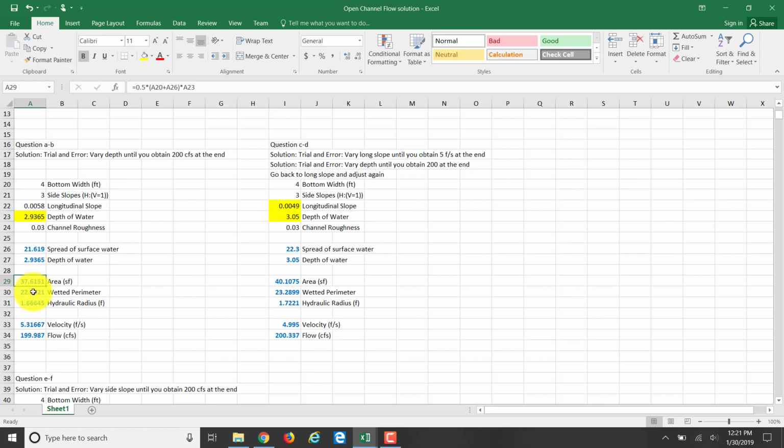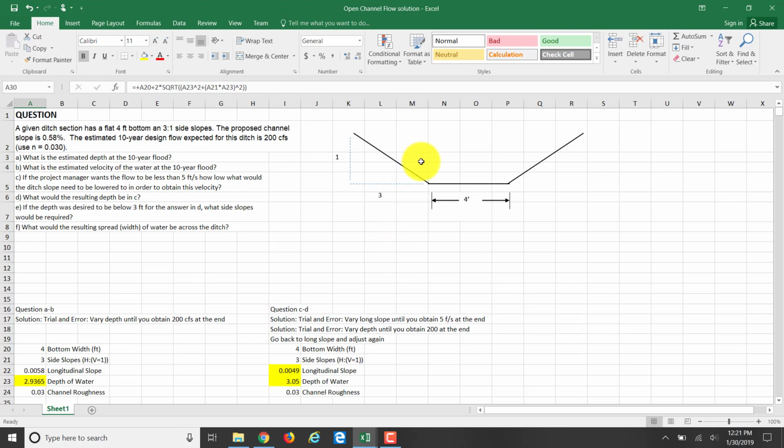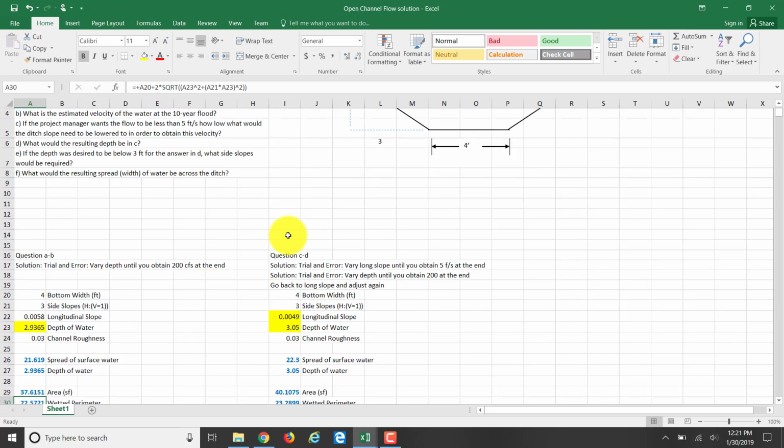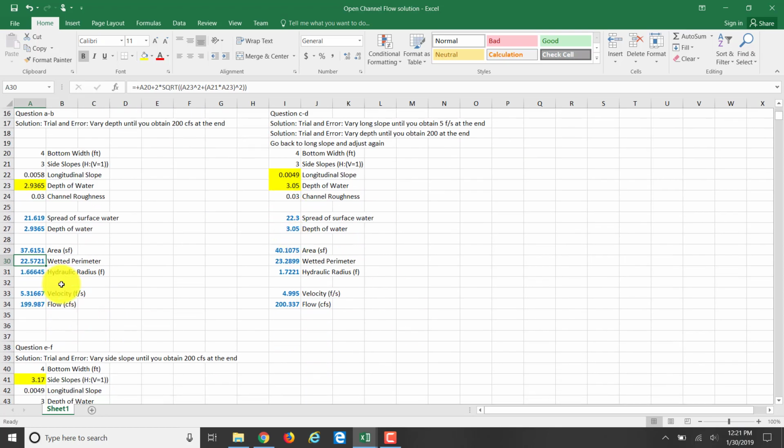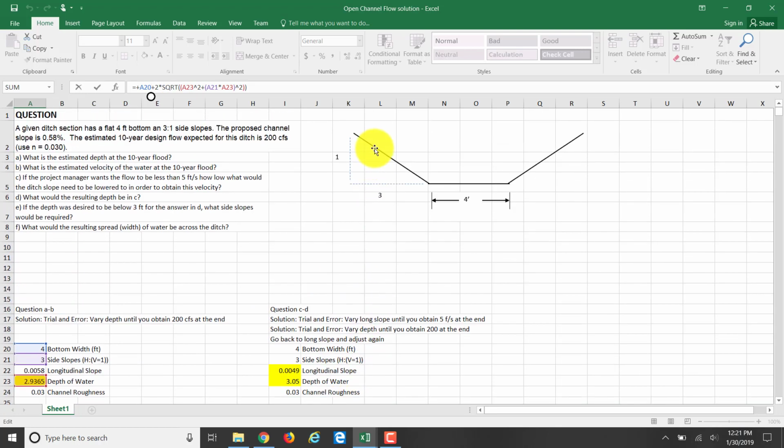the spreadsheet. My wetted perimeter is going to be the base, and then I have to figure out what the length is of these sides based upon how deep the water is. So what I'm going to do is look for my wetted perimeter. I have A20, which is the bottom of it. Now I'm going to have to figure out what this distance is over here.